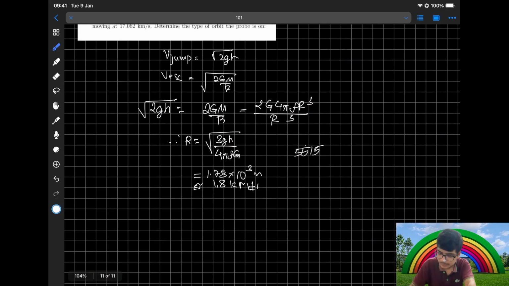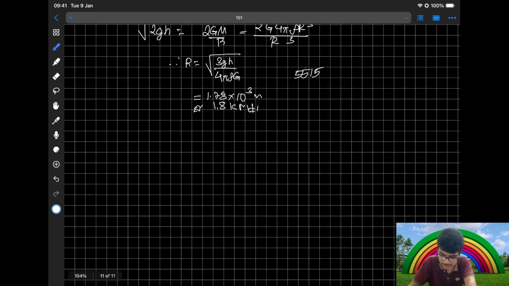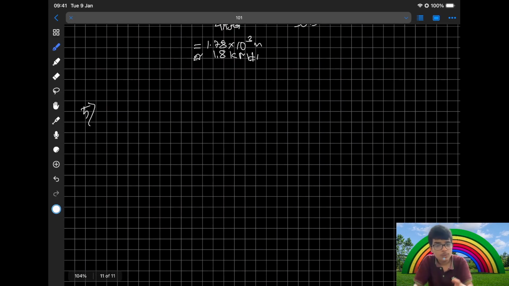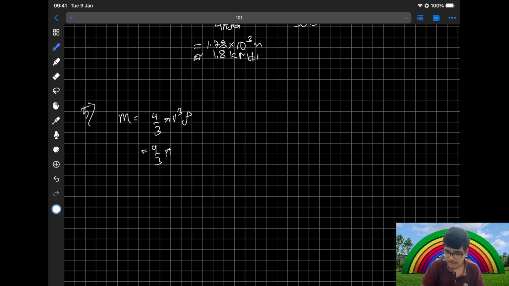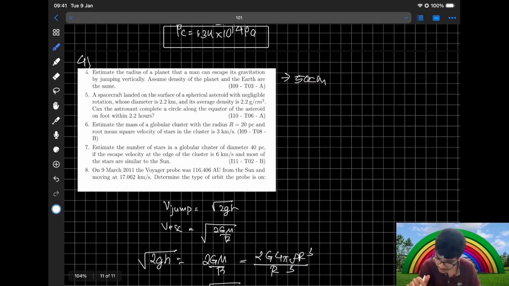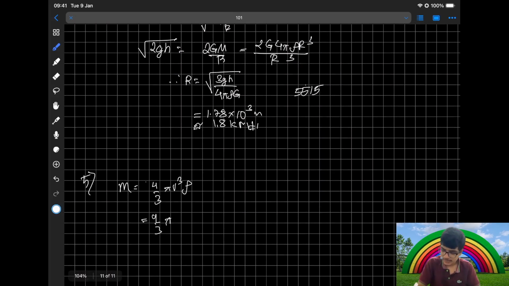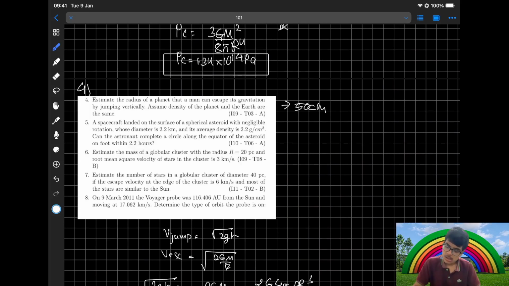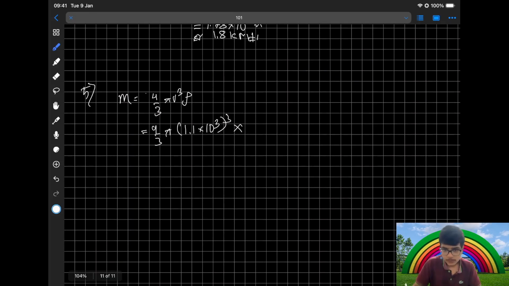It's going to be an easy concept right here. So now for question number 5, what we need to calculate, let us suppose M is 4 by 3 pi R cube density. Then what we are given right here is diameter is 2.2 kilometers, then radius 1.1 times 10 to the power 3 cubed multiplied by density. We do have 2.2 times 10.